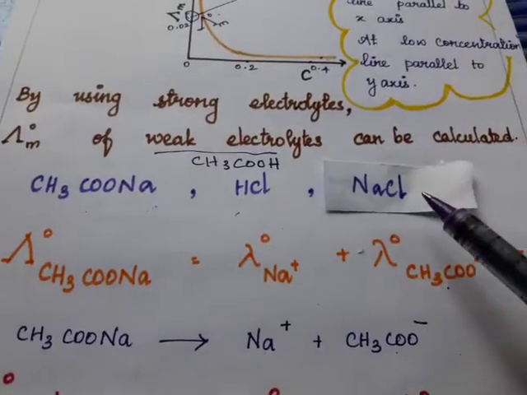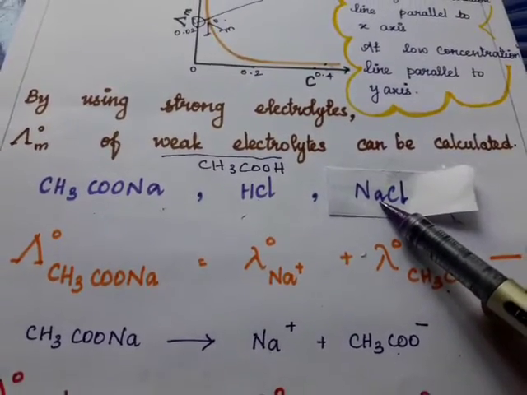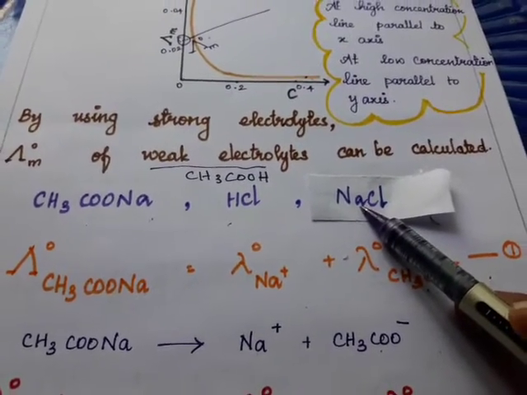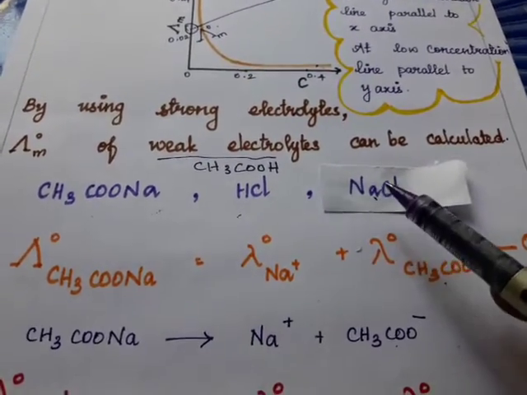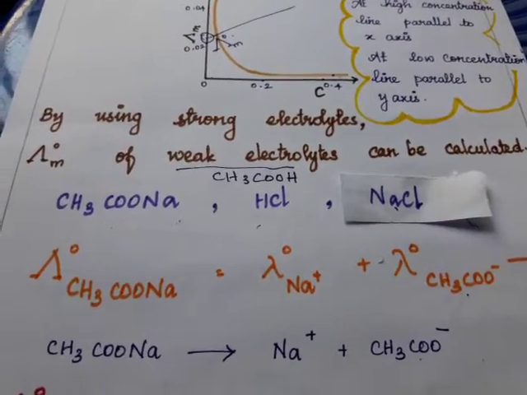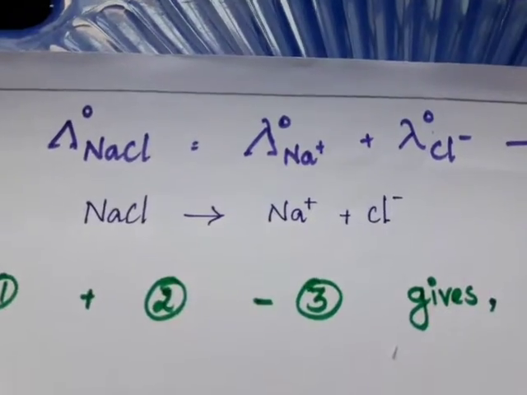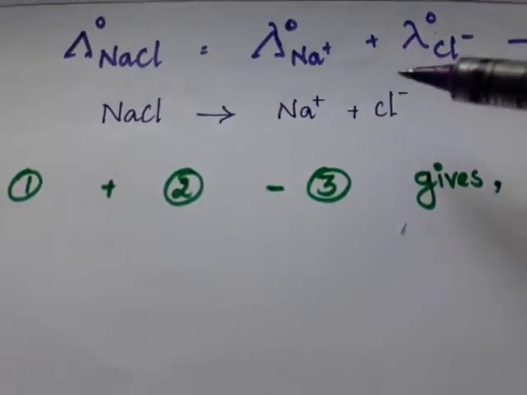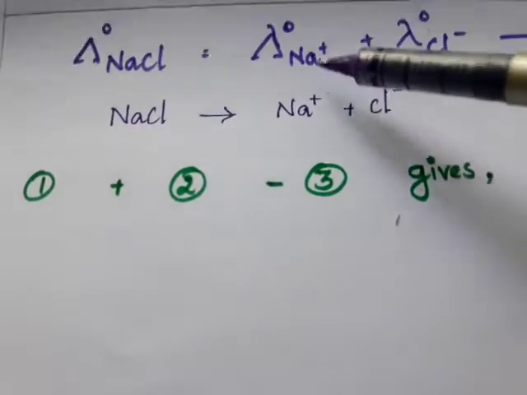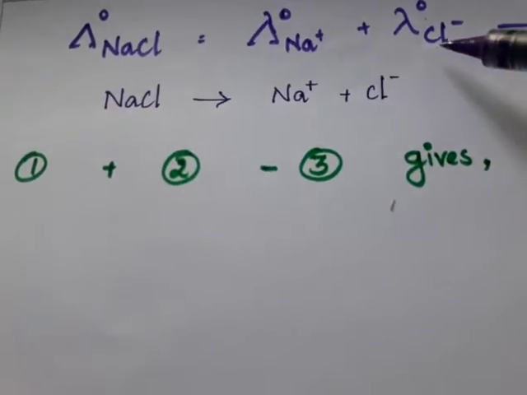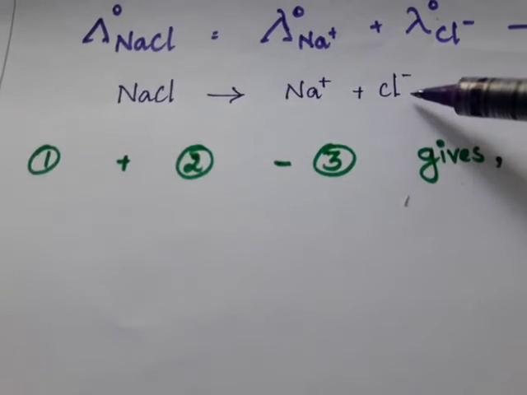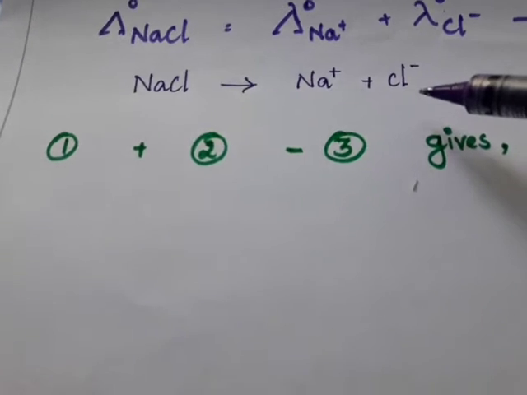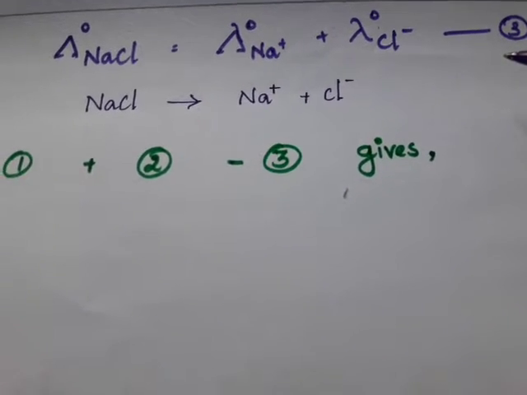And what is the third electrolyte? The third electrolyte we have is NaCl. Sodium chloride has been taken as the third strong electrolyte. Let me write the limiting molar conductance of sodium chloride. So what are we getting? The limiting molar conductance of sodium chloride is equal to the limiting molar conductance of Na plus ion plus the limiting molar conductance of Cl minus, as NaCl has been ionized into Na plus and Cl minus. Let me take this as equation number 3.